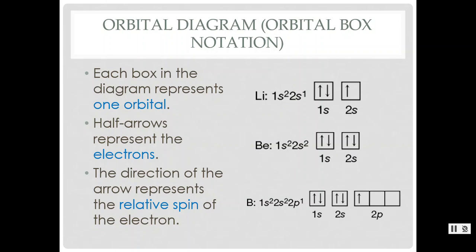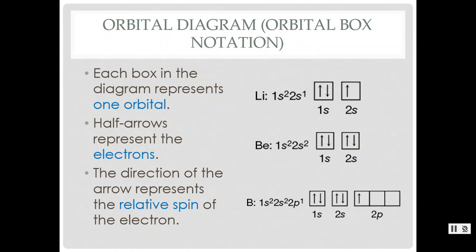So in this video, we're going to talk about how to draw what's called the orbital diagram or orbital box notation for a particular element. In the previous video, we talked about how to write the spectroscopic notation or the electron configuration for a particular element, the 1s2, 2s2, 2p6 notation. Now we're going to talk about how to draw the map, or how to do this orbital box notation.